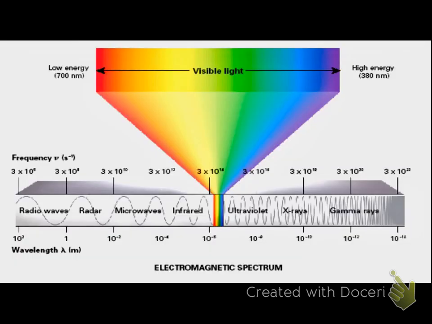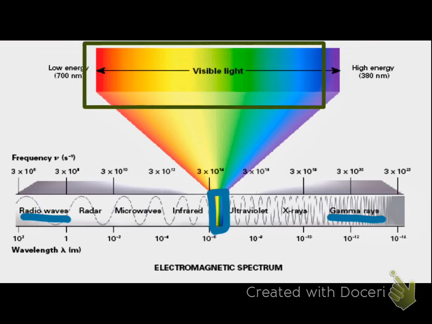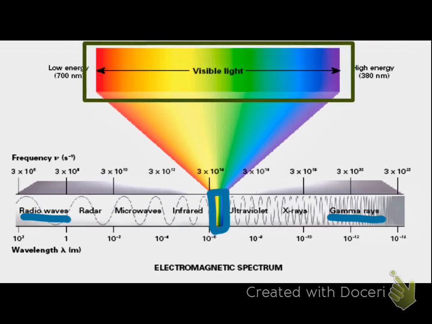In this next model, we have a representation of the entire electromagnetic spectrum, which ranges from radio waves all the way to gamma rays. And there's a small portion in the middle, which is visible light, which we can see magnified here at the top to show us the entire visible light spectrum, which if we look doesn't actually take up very much of the entire electromagnetic spectrum.